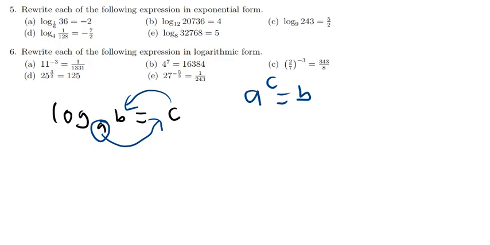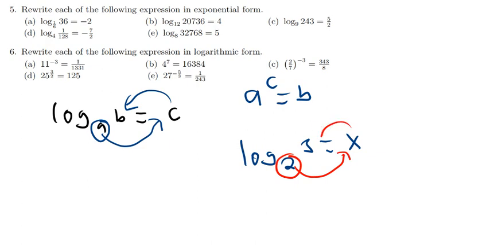Have you seen what I've done? So if I've got log base 2 of 3 equal to x, changing this into exponential is going to be 2, the base, raised to the power of what is outside, is equal to what is inside. So the base 2 raised to the power x is equal to 3. I've changed now from log into exponential.